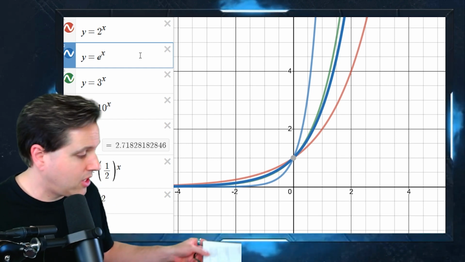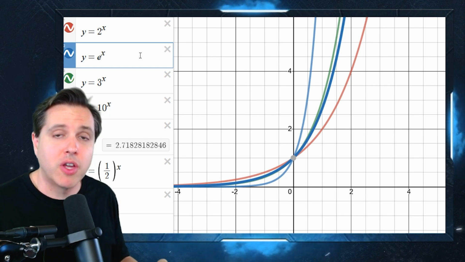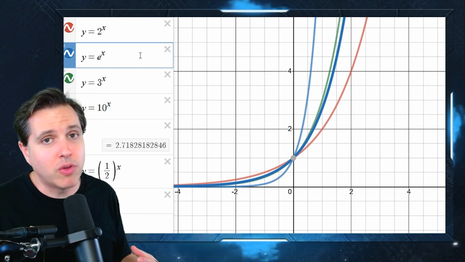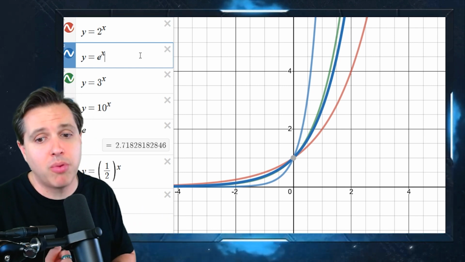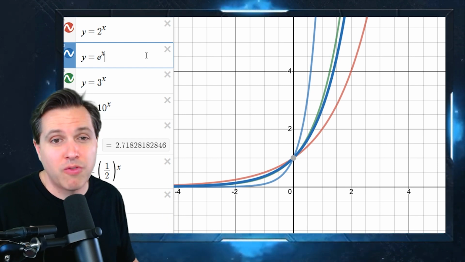So very convenient. The exponentials will come up frequently. We also frequently use the logarithm in the same way. So in the next section, when we're studying logarithms, very important as well, but nothing too fancy going on here.